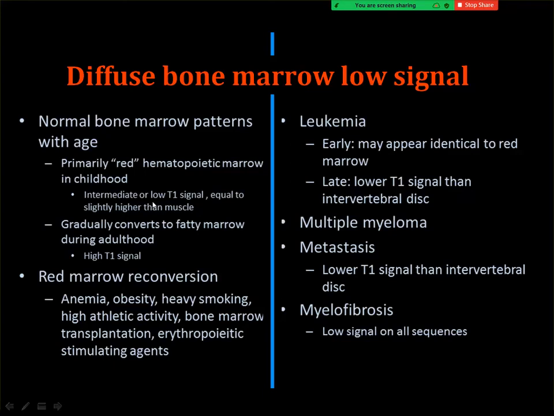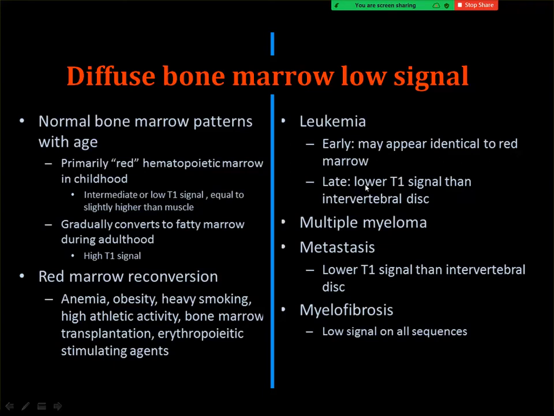myelofibrosis. Red marrow will show intermediate signal in the T1 and is equal or slightly higher than the muscles, and gradually converts to fatty marrow during adulthood. And red marrow reconversion due to anemia, obesity, heavy smoking, athletic activity, or bone marrow transplantation may show some degree of this. In leukemia, early phases may appear like the red marrow reconversion.